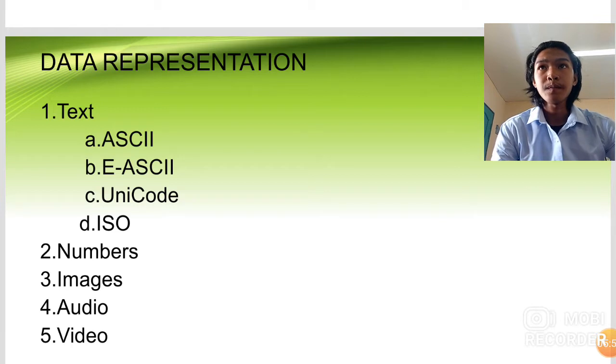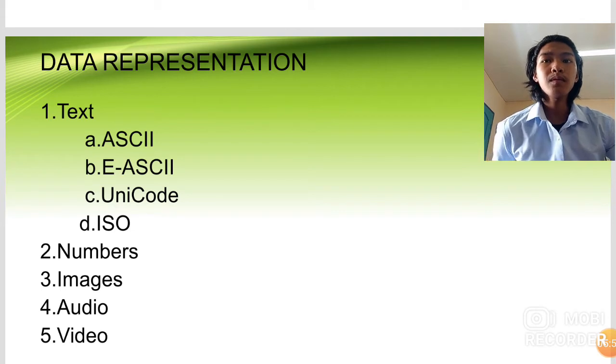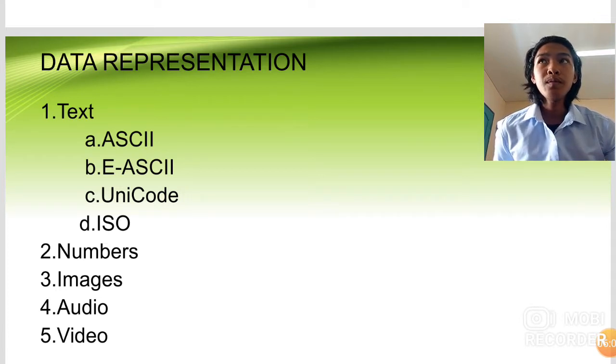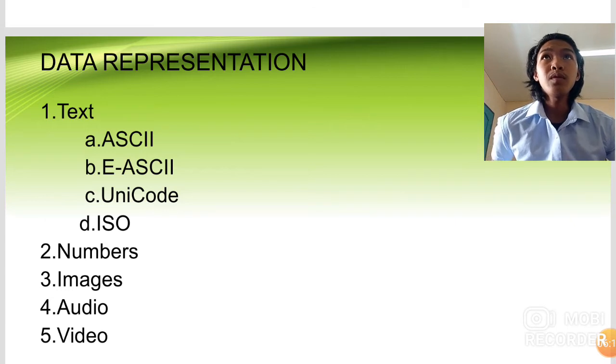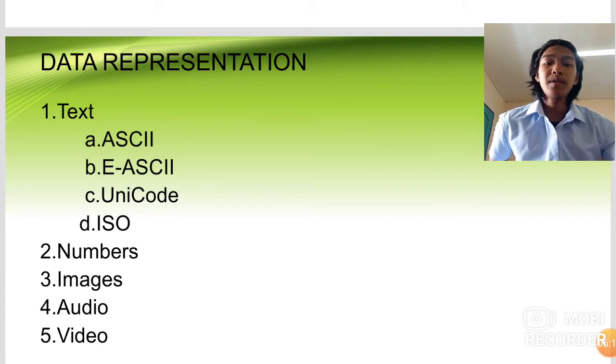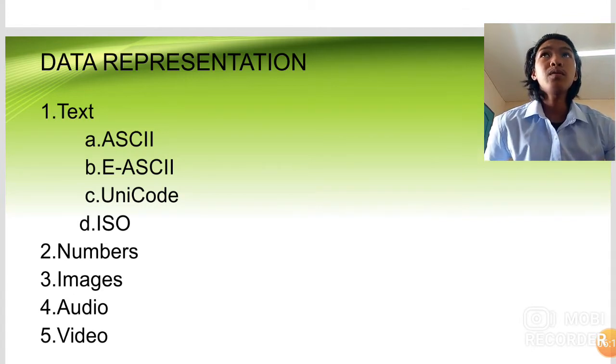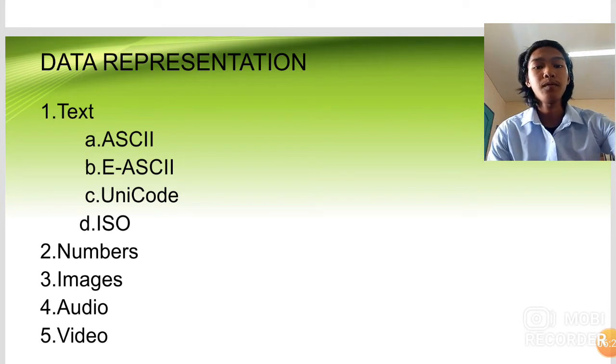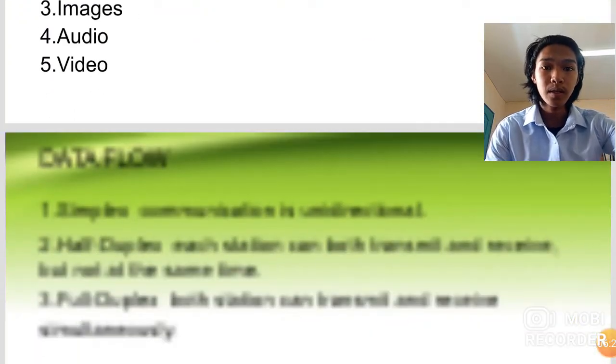Numbers. Ito yung numbers naman guys, ito yung number ng data presentation mo. Tapos, yung image naman, dito maipakikita yung image na iyong ipe-present sa data presentation mo. Yung audio naman, ito yung voice na iyong sasabihin sa iyong data presentation. Tapos yung video naman, ito yung magpapakita ka ng video tungkol sa iyong ipe-present na data presentation.